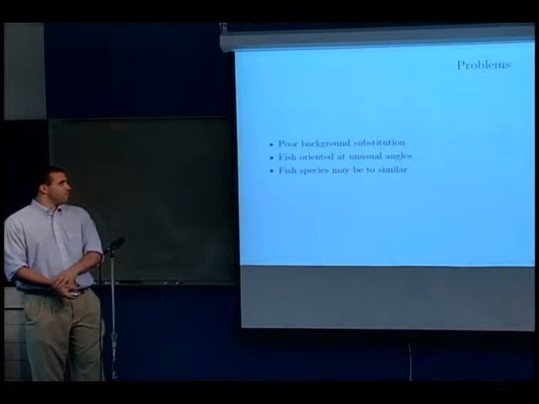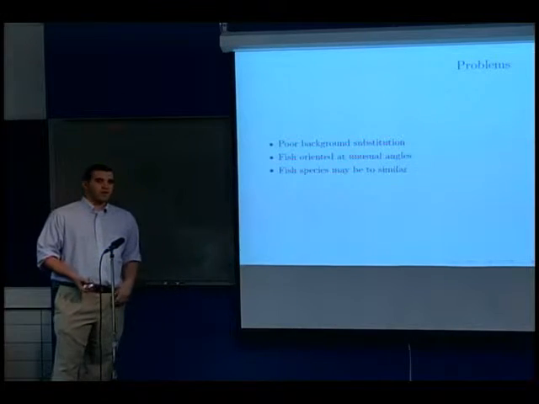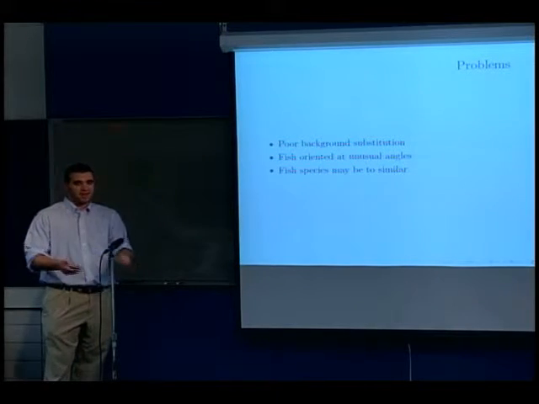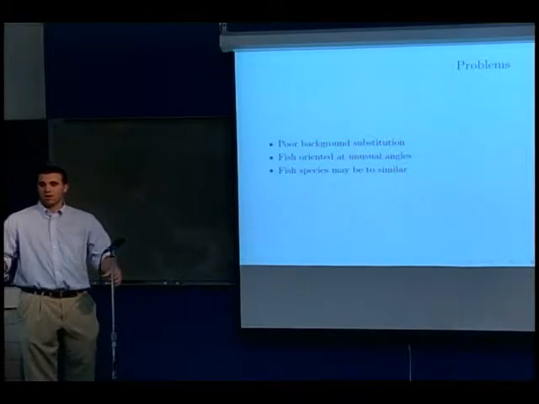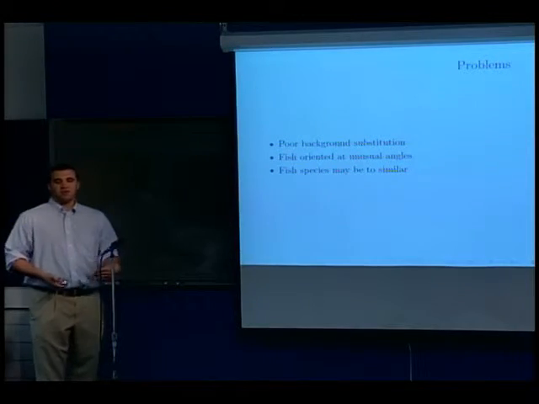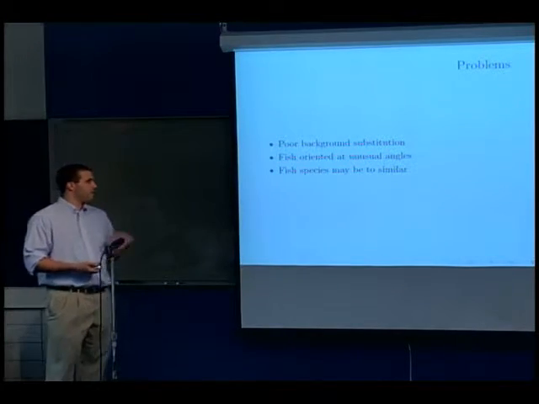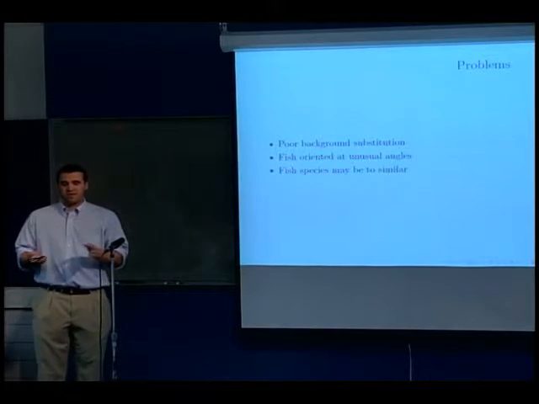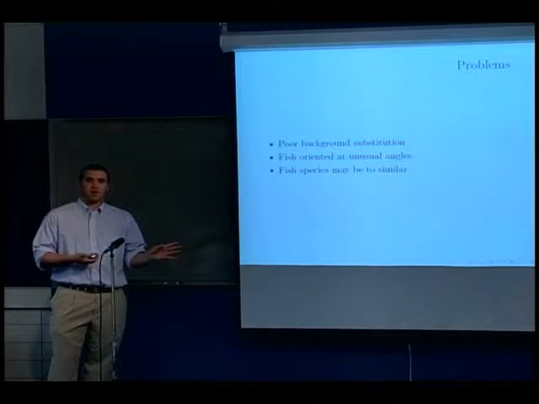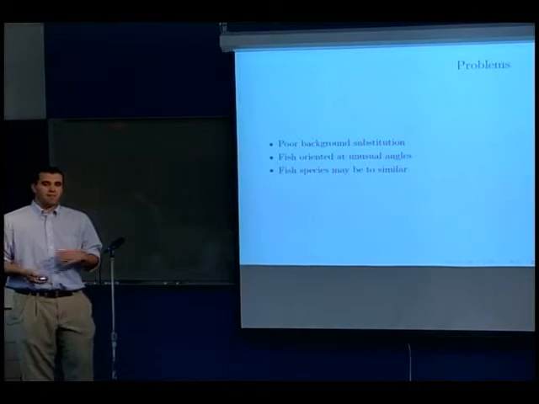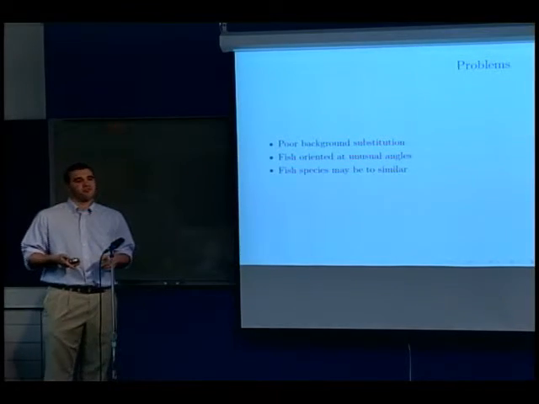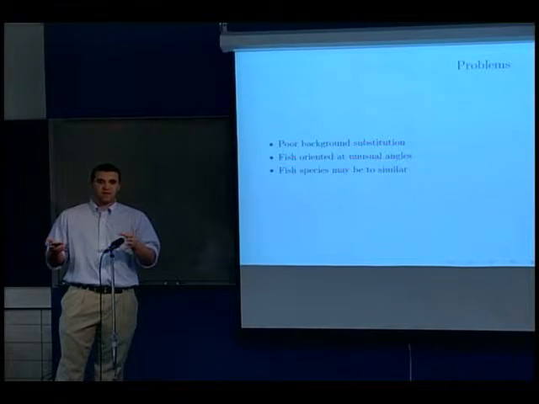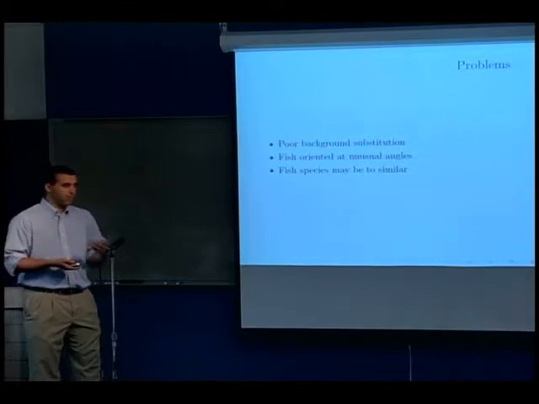Some of the problems that you're going to run into with this, obviously, is the poor background substitution. We're never going to get a perfect image unless we take the fish out of water, lay it down, and take a great picture of it on a plain background. So you're always going to have some issues with background substitution. Also, fish oriented at unusual angles. For example, if the fish is facing the camera as opposed to swimming along the side, you may not be able to say if those two images are of the same fish. However, if you have multiple images of a head-on fish, then you could say that they're the same.